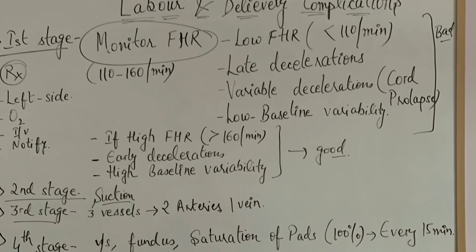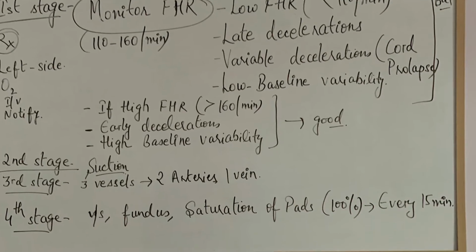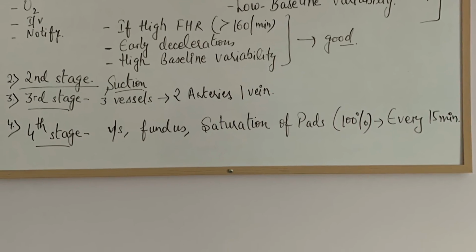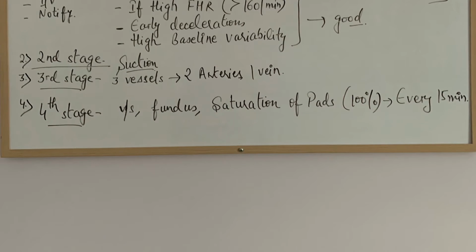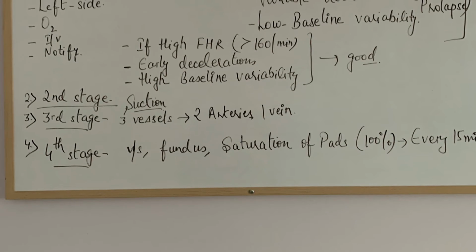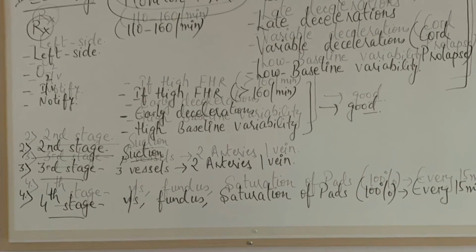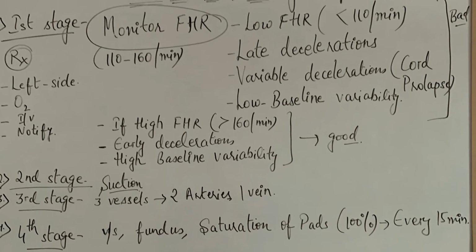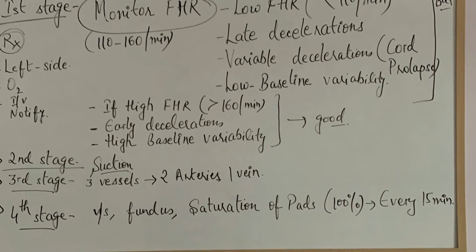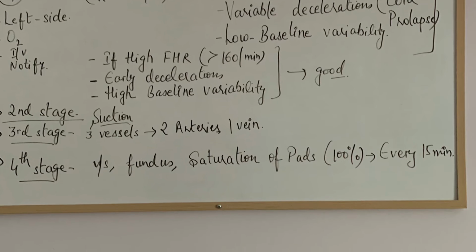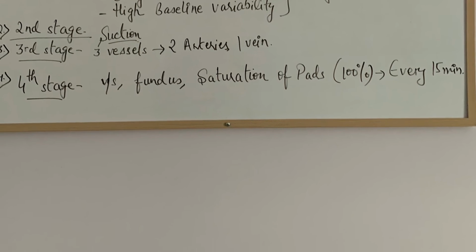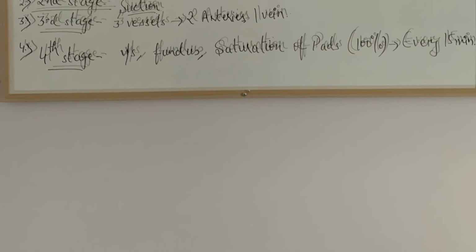And in the second stage, there is the birth of the baby, you all know. During the birth of the baby, you have to suction the nose, and if necessary, you have to suction the mouth also. Let's move on to the third stage. In the third stage, there is birth of the placenta. For the placenta, you always have to check that there are 3 vessels in the cord, 2 arteries and 1 vein. And if there is something wrong, you have to notify.